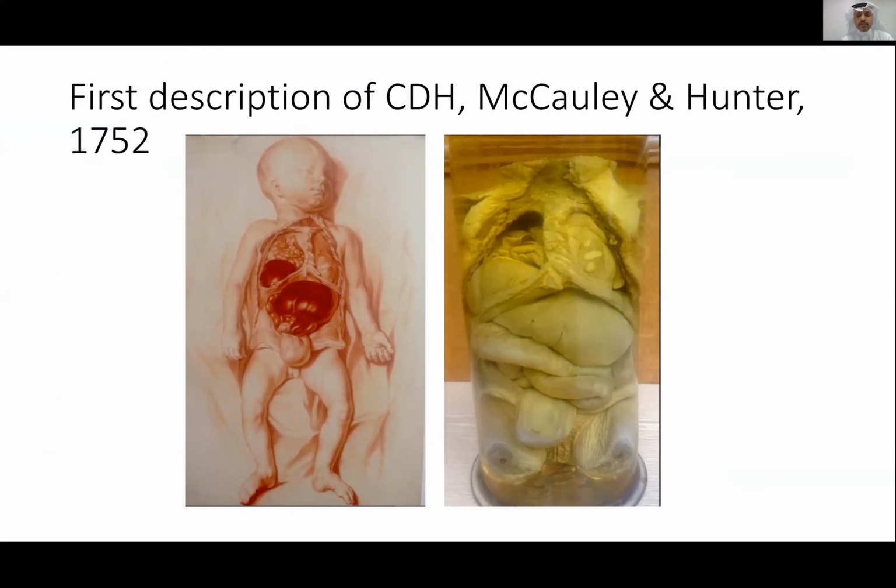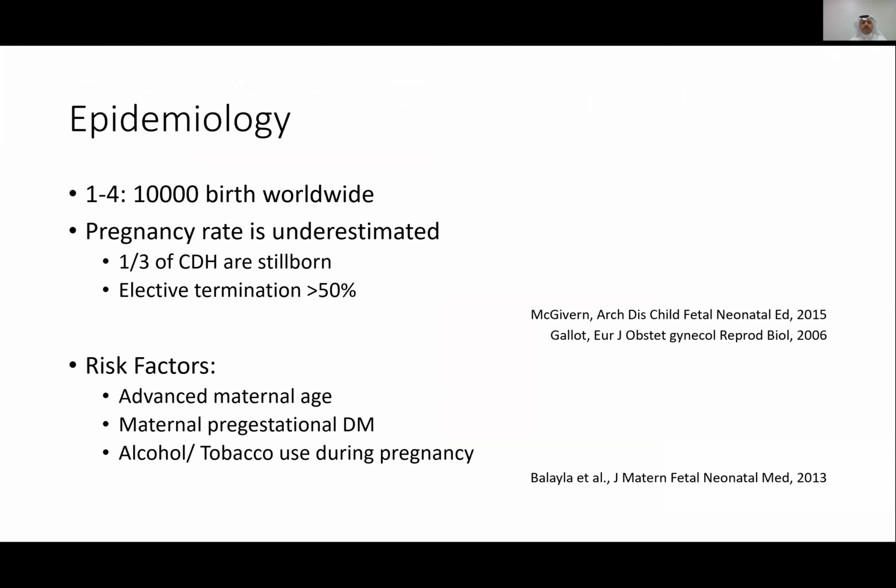So the first description of CDH was done in 1752 in a baby who had a right-sided CDH, but unfortunately the baby died, and this is the autopsy of the baby. The first repair of CDH was done, I think, in 1920 or so. That was in a 9-year-old child, and the first neonatal repair was done about 1925, I think, or 1930. That's a bit of history.